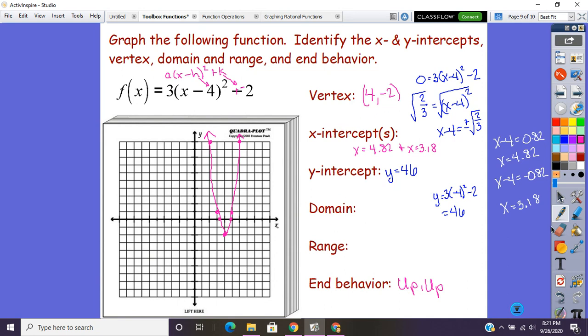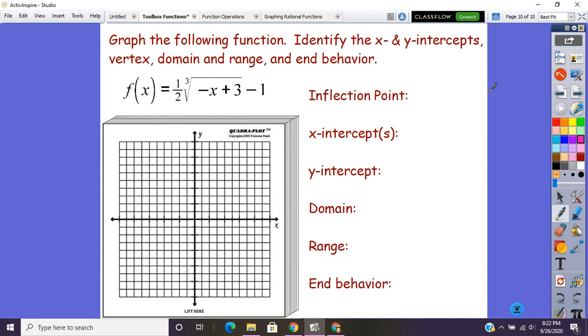The next thing we're going to do is find the domain. Our domain, as we go from left to right, is negative infinity to infinity. And then our range, we are actually starting right here. So our range would be y starts at -2 and goes to infinity. All right, let's see our next example.